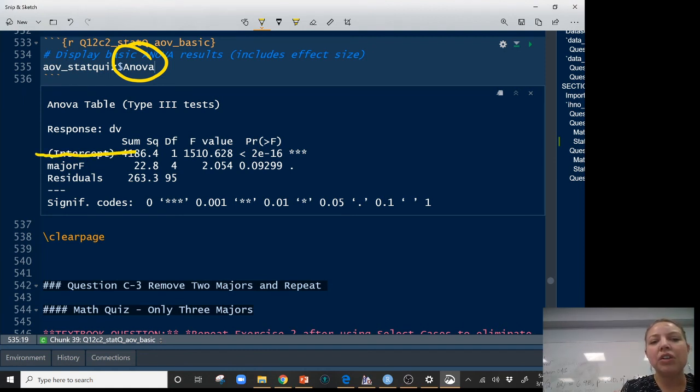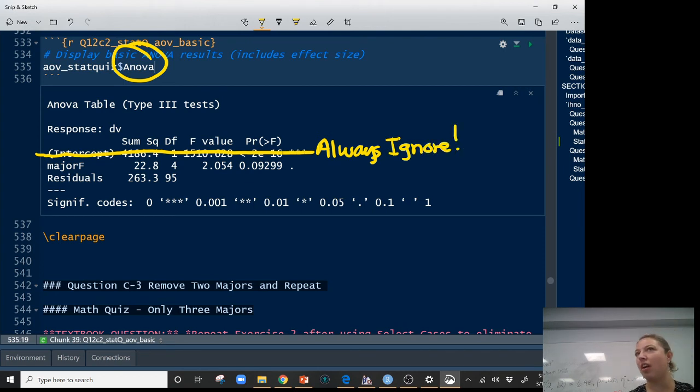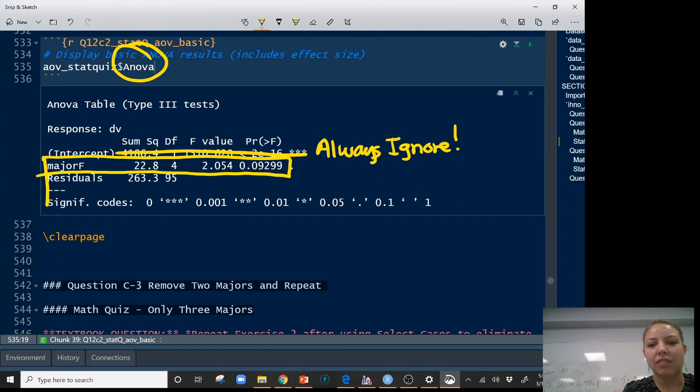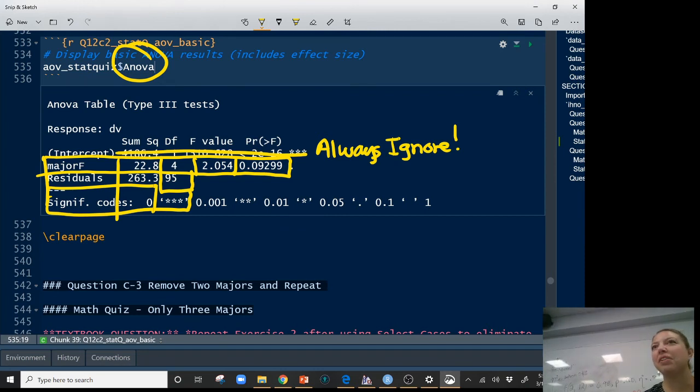Always, always, always we ignore this intercept line. The line that says intercept, always ignore. The rest of this is our table, except it doesn't have the total line on there. You see how that looks like that table?